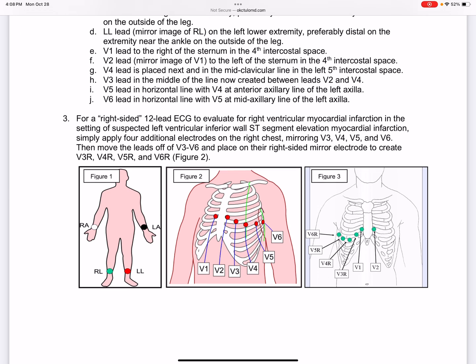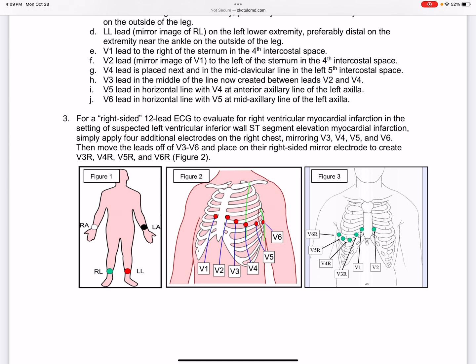V1, the V1 lead is to the right of the sternum in the 4th intercostal space. I would definitely know these intercostal spaces, hint, but it does help you with your 12 lead placements too. So V1 is the right of the sternum in the 4th intercostal space. V2 is a mirror image of V1 to the left of the sternum in the 4th intercostal space. V4, if you notice, we're going to skip V3, and there's a reason for that. V4 is placed next and in the midclavicular line in the left 5th intercostal space.